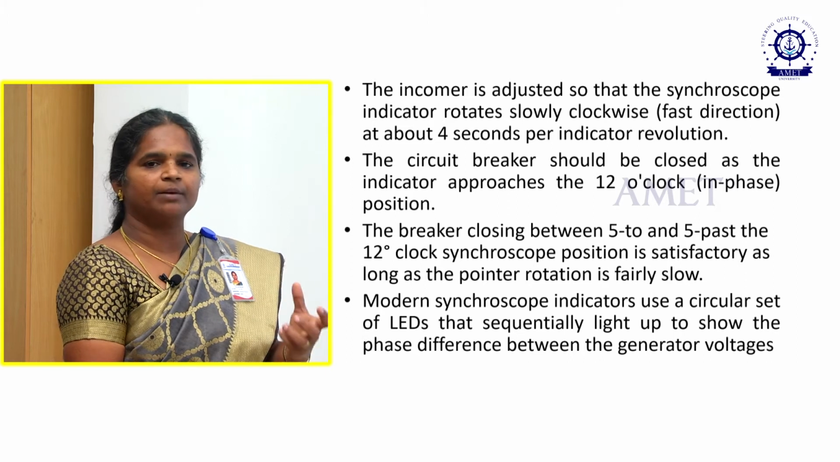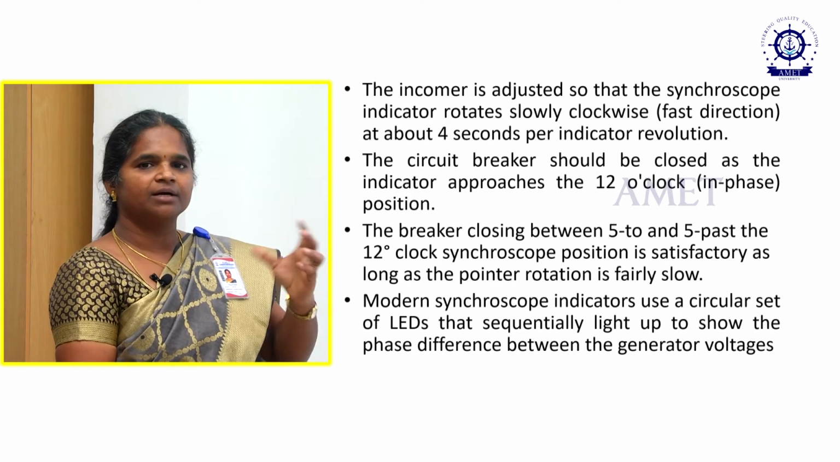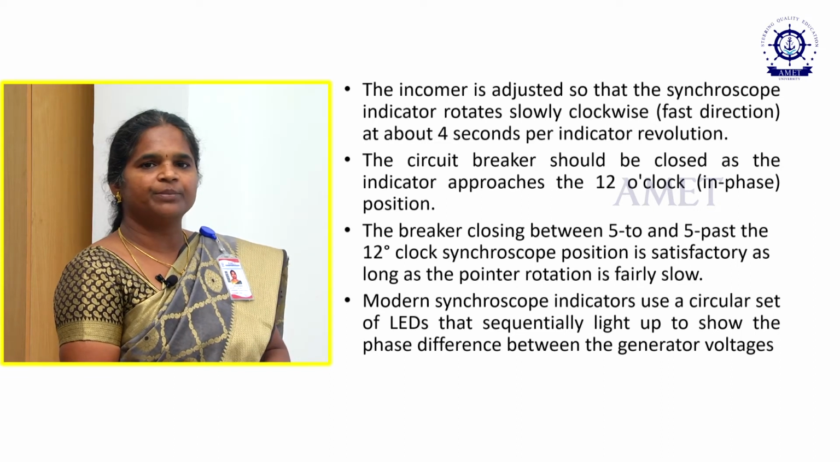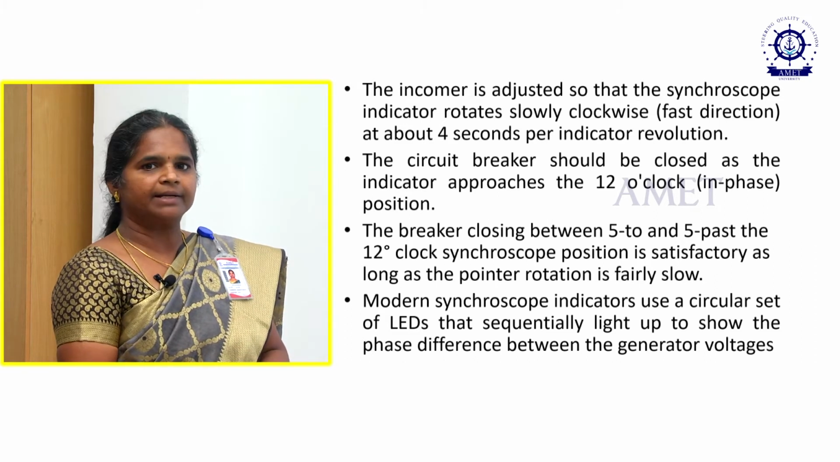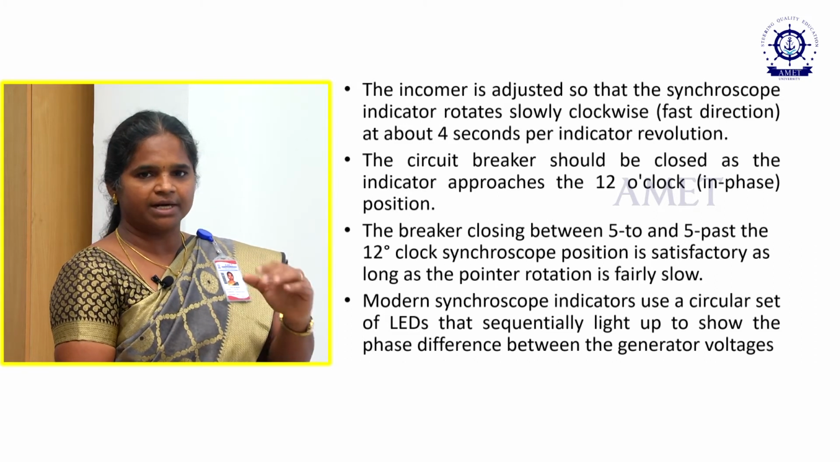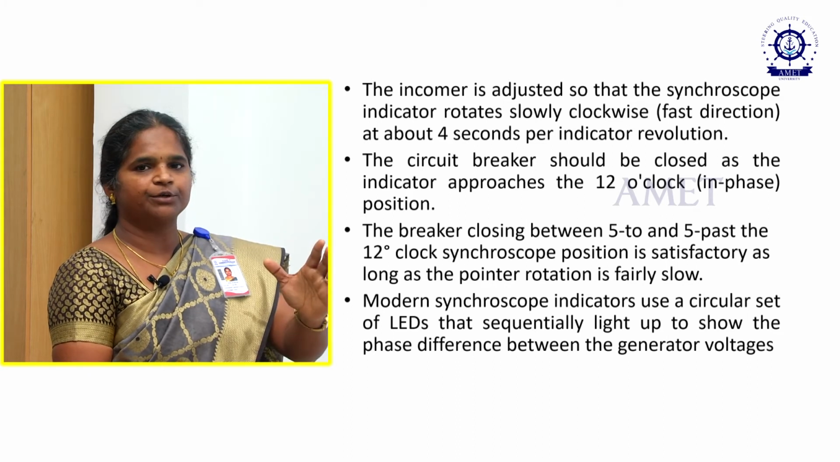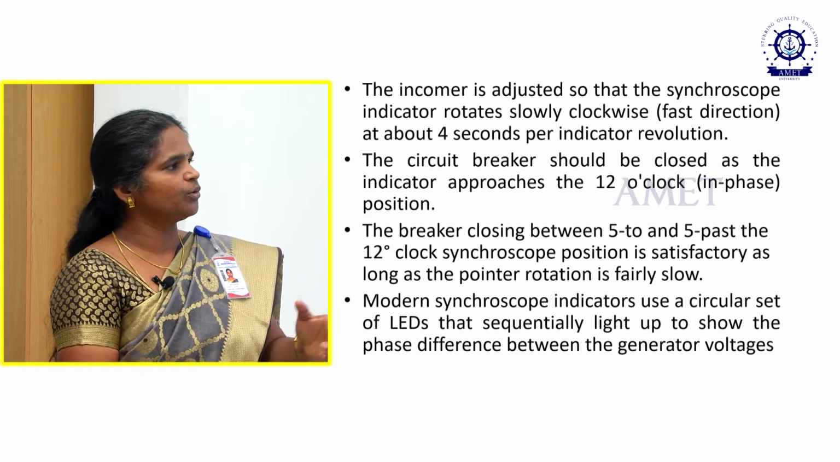The circuit breaker plays a major role in parallel operation. When both the generator voltage and frequency are the same, the circuit breaker will close. So both the generators will be connected to the bus bar. While both the generators are working in parallel and connected to the bus bar, at that time the synchroscope will be showing the 12 o'clock position.